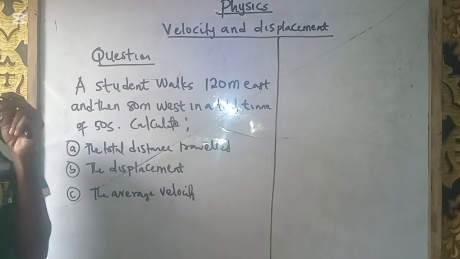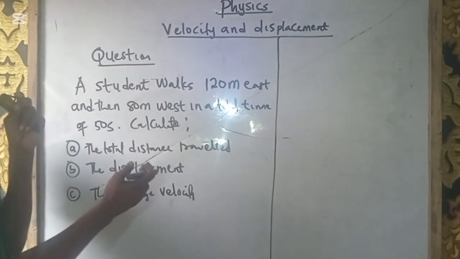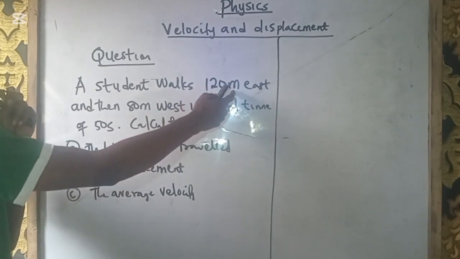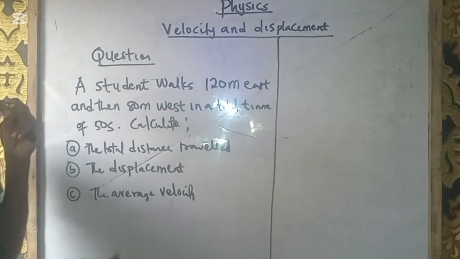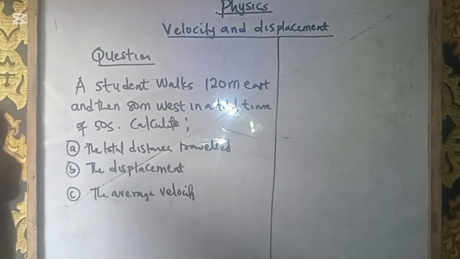kind of question. Now, a lot of you will come across a question like that and you will feel like, how will I solve this when I'm given two distances? Like this, I have meters, I have another meter here. How do I find my total distance? How do I find my displacement and the average velocity? It's actually very simple. Please just pay attention.